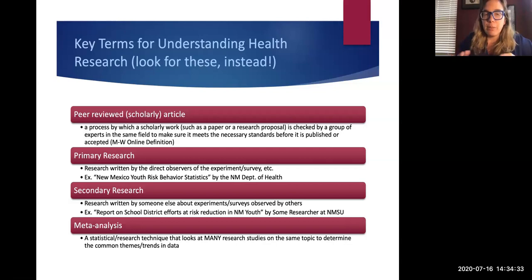Other terms you might hear: primary research is when the person does the research themselves, and secondary research is when they're writing about something someone else did. And then meta-analysis, which is really useful now because there's so much research being created and so much data coming at us. Meta-analysis is a statistical technique that allows us to look at many, many research studies and see the common information about them.